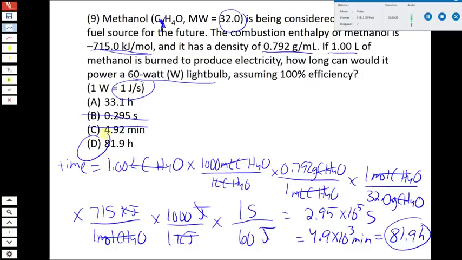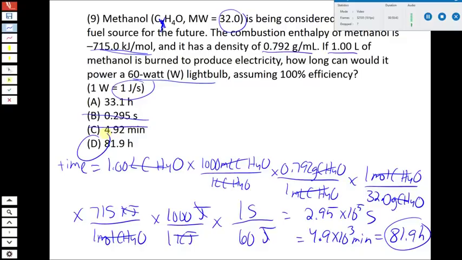All right, so we had to go through a few different units because the answer choices are mixed, but we get 81.9 hours. So if we burn 1 liter of ethanol to produce electricity or energy, and we give that to a light bulb, assuming that there's 100% efficiency, we would be able to burn the light bulb for about 3 days, 81.9 hours, about 3.5 days.